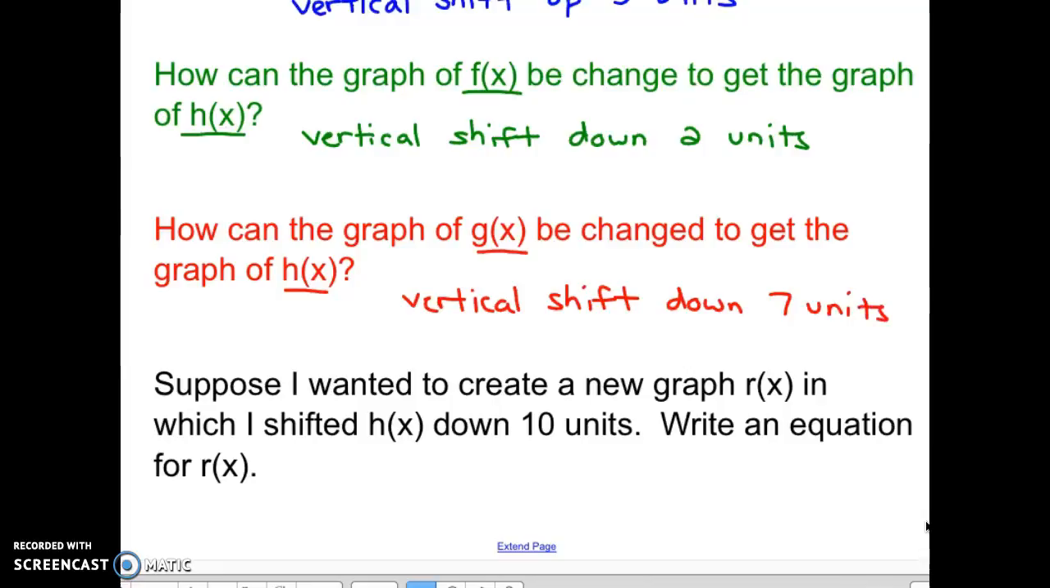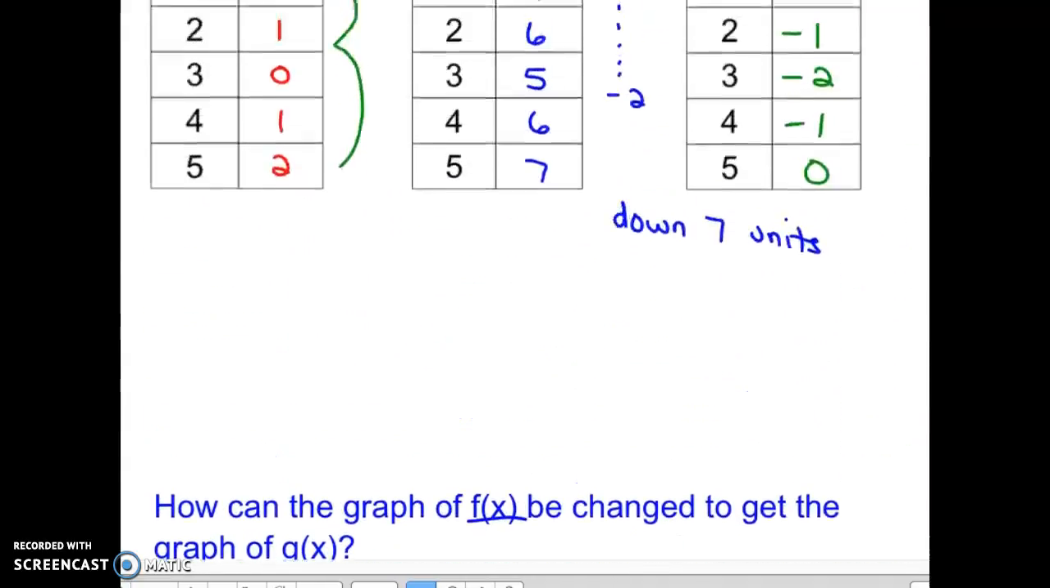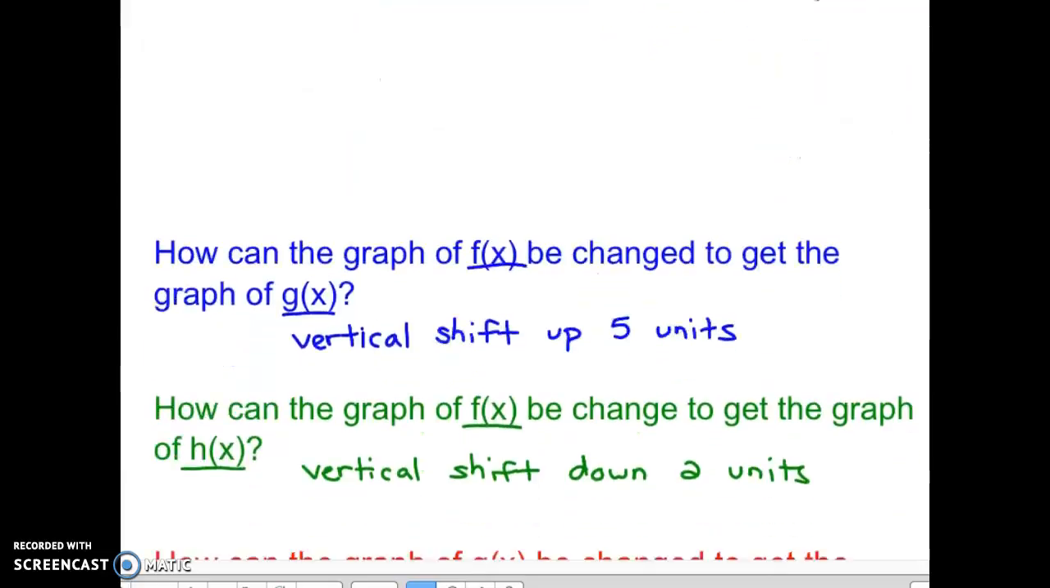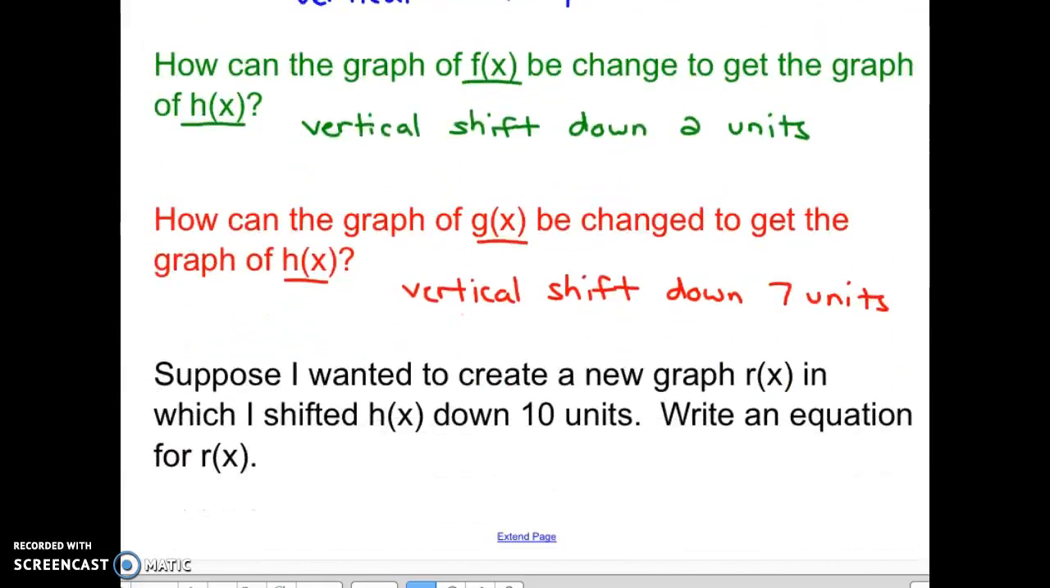Okay, our last question down here. It says, suppose I wanted to create a new graph R of x in which I shifted h of x down 10 units. Write an equation for R of x. So let's go down, look at h of x again. h of x is the absolute value of x minus 3 minus 2. So I'm going to write that. So h of x is the absolute value of x minus 3 minus 2.